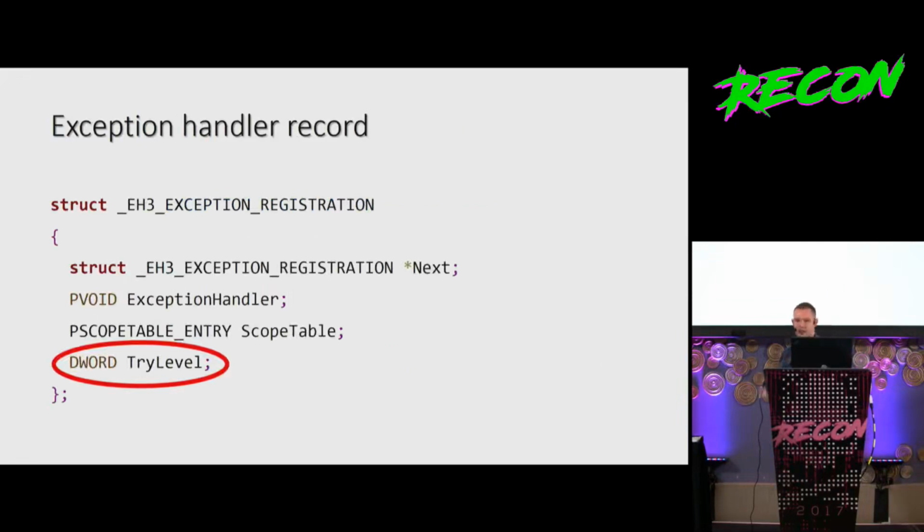But if we wanted to find bugs like that using system instrumentation, we should look at the exception handling record generated by Visual C++, and specifically the TryLevel DWORD that is inside of it.